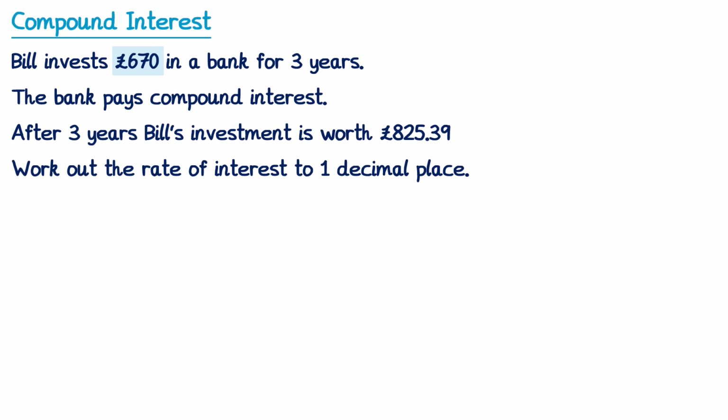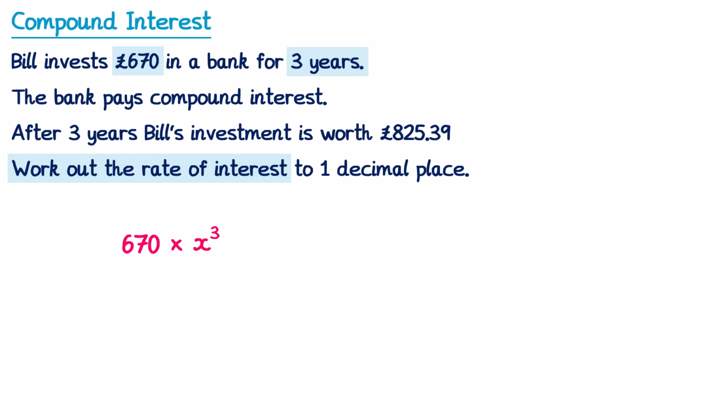So for this question, we're told the initial amount, that's £670. Normally, we would now multiply by a multiplier linked to the rate of interest, but in this question, we don't know the rate of interest. In fact, that's what we're asked to work out. So let's say the multiplier for this rate of interest is the letter x. So we would multiply by x, and we would raise this to the power of the number of years, which we are told is 3 years, so x to the power 3.